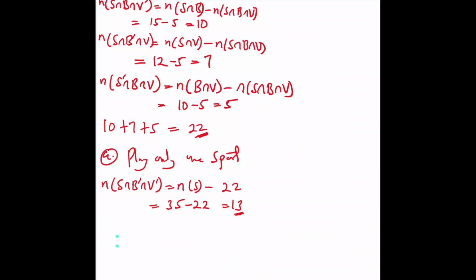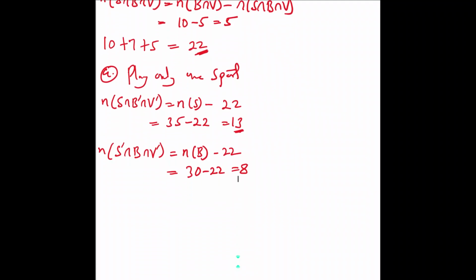Okay, so now let's do only basketball. That will be S prime intersection B intersection V prime. So that will be the number of students who play basketball minus 22. The number of students who play basketball is 30, so that will be 30 minus 22. That will be 8.